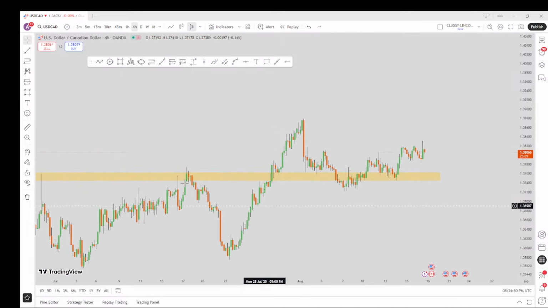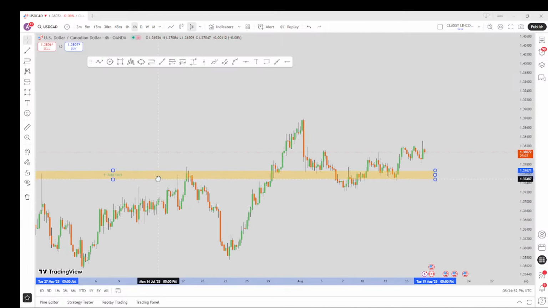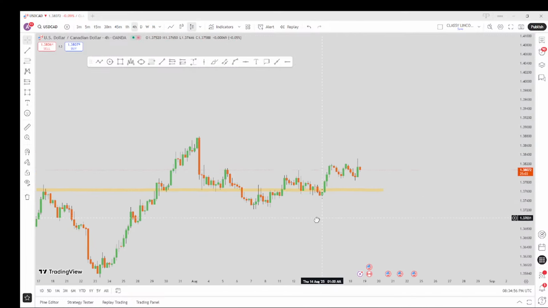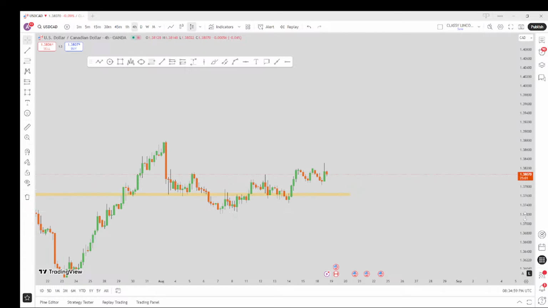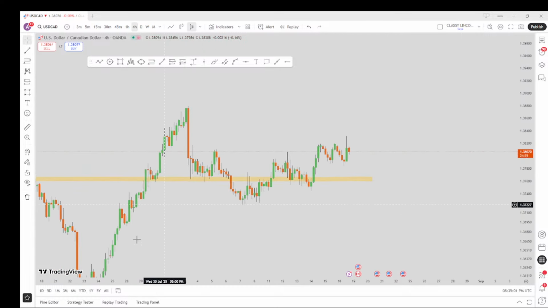Let's try to refine our entry zone a little bit. Just like that, right? So after price broke out of the range, it came back to the level, and now it has the potential of what? Rallying to the upside.